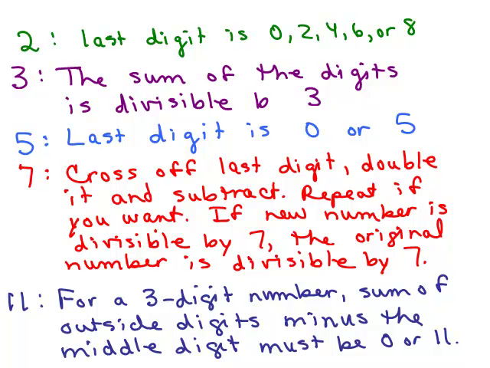So here are the divisibility tests for 2, 3, 5, 7, and 11. This just tells you whether 2, 3, 5, 7, or 11 is a factor of a given number. And if it is, then you go ahead and divide and it'll go in without a remainder.